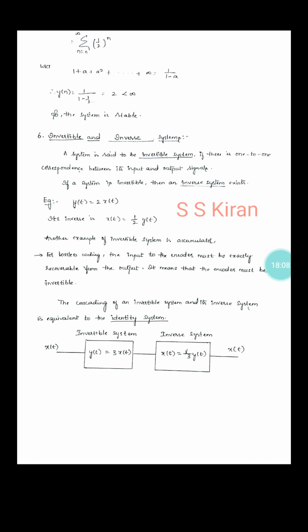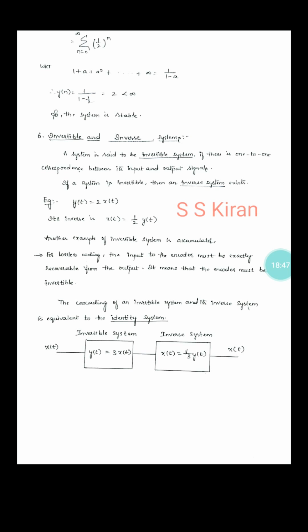Now the sixth one: invertible and inverse systems. A system is said to be an invertible system if there is a one-to-one correspondence between its input and output signals. Very important. One-to-one. I think you can see some examples and understand, right? If a system is invertible, then an inverse system exists. Invertible and inverse system: if a system is invertible, then an inverse system exists.